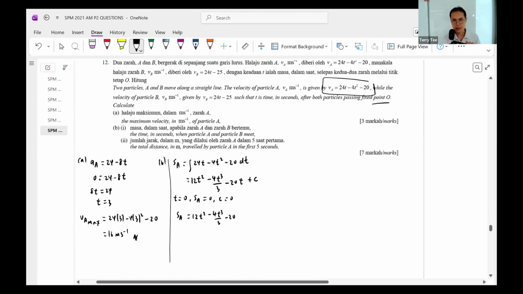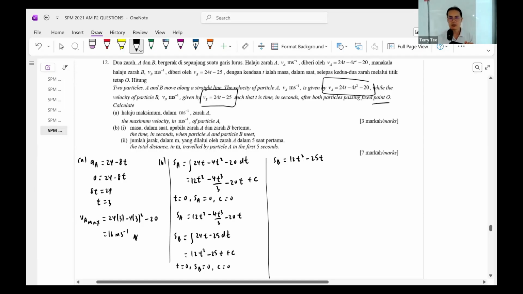Okay, then we go and find the displacement function for B. We're going to integrate this. This is our velocity function for B, 24t minus 25. So this is 12t squared minus 25t plus c. Again, because both particles start at the same point, s equals 0 at t equals 0, so c is 0, right? So your displacement for B is 12t squared minus 25t.